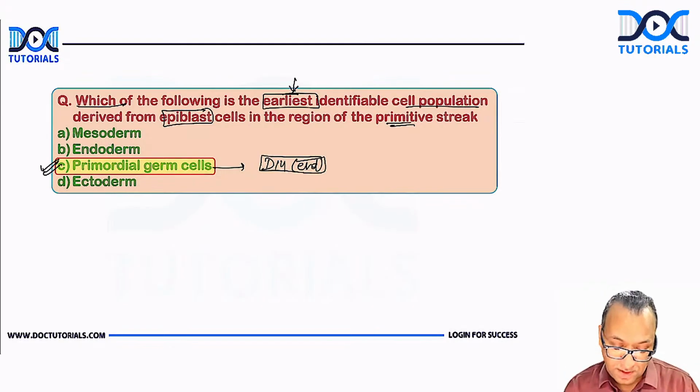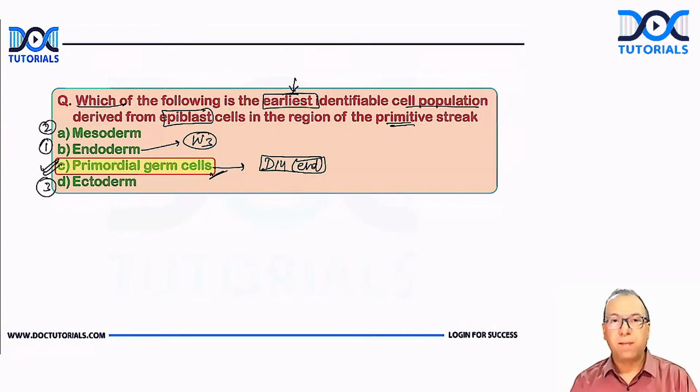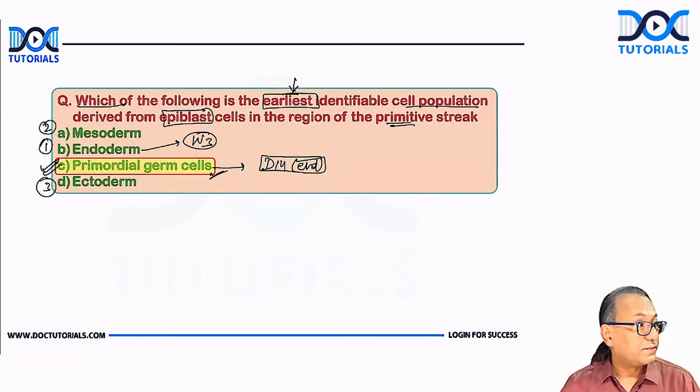And if you are talking about the endoderm, it will be forming in week number 3. So first is going to be endoderm, second is mesoderm, lastly you'll have ectoderm. But the very first cell which you got is the primordial germ cell. That is what we have to mention.